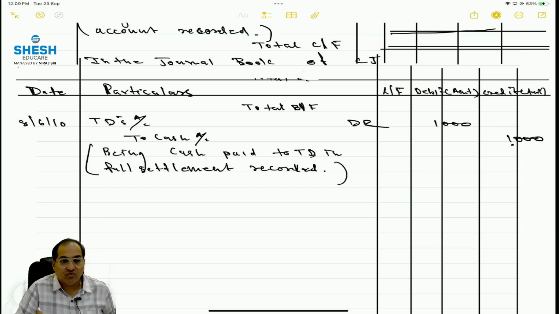This is on 8th June. We were liable to pay Tendulkar 1000. He was my creditor by 1000. I have paid also 1000. So I have settled his account. यानी आज के बाद I am no more liable to pay any amount to Tendulkar. That's why I mentioned in full settlement.